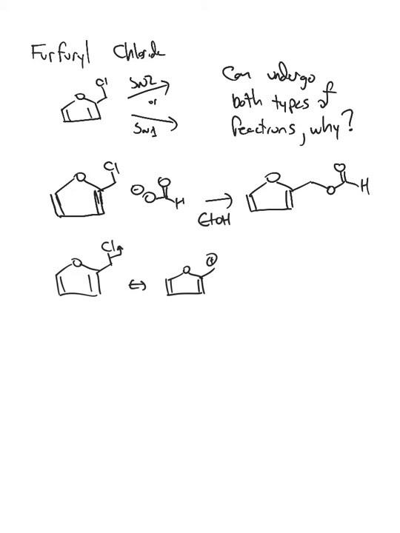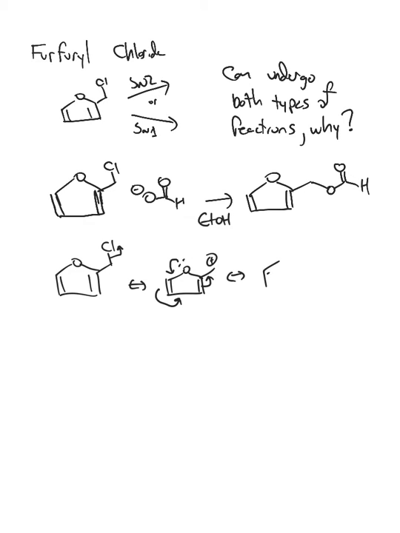Now, why is this cation so stable? What can we do to explain this? And remember, we have the lone pair on the oxygen, and the furan ring is an aromatic system, so we can send the electrons through to stabilize the cation.